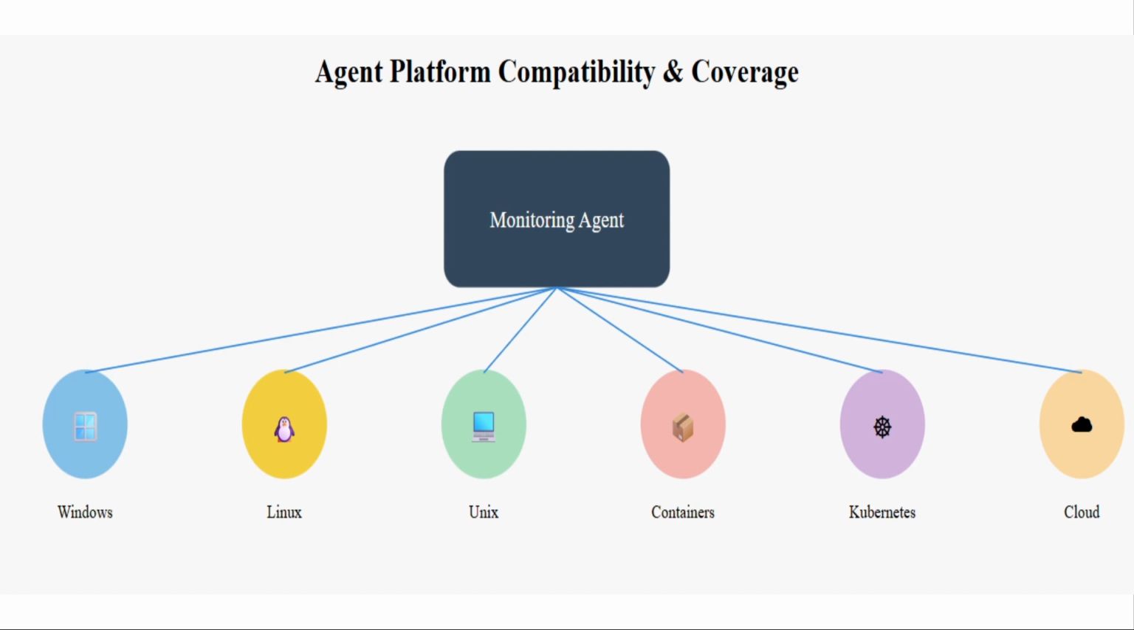As we wrap up, it's also important to evaluate the agent support for different operating systems and environments. For example, Windows, Linux, Unix, containers, Kubernetes, virtualization platforms, and more. Not every monitoring platform provides the same level of agent functionality across all operating systems and environments. This applies not only to operating systems, but also to technologies such as containers and orchestration platforms.